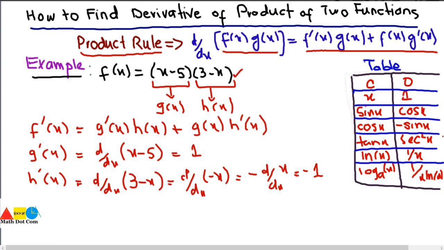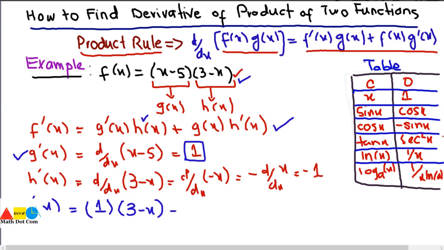Now we will have to put these values in the formula. Which formula? This formula. So f dash of x will be, first I will have to put g dash of x. This is g dash of x, and what we got is 1. So I'll write 1 here. Then we have h of x. What is h of x? This is h of x. So I'll write h of x as it is. We need not find its derivative here. Plus g of x. What is g of x?